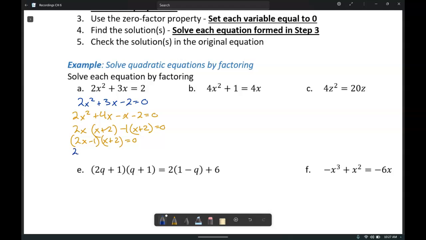Now that it's factored, we can set both factors equal to 0. And we can go ahead and solve. So we have our two solutions for x. Again, standard form, subtracting 4x from both sides. We'll factor using our grouping techniques.